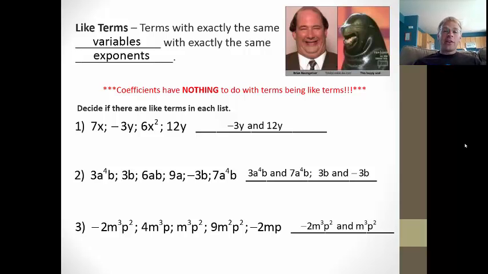Hopefully, you noticed that the m to the 3rd p squared terms were our only like terms. Even though every term has the same variables, there's only 2 terms where those variables have the same exact exponents.